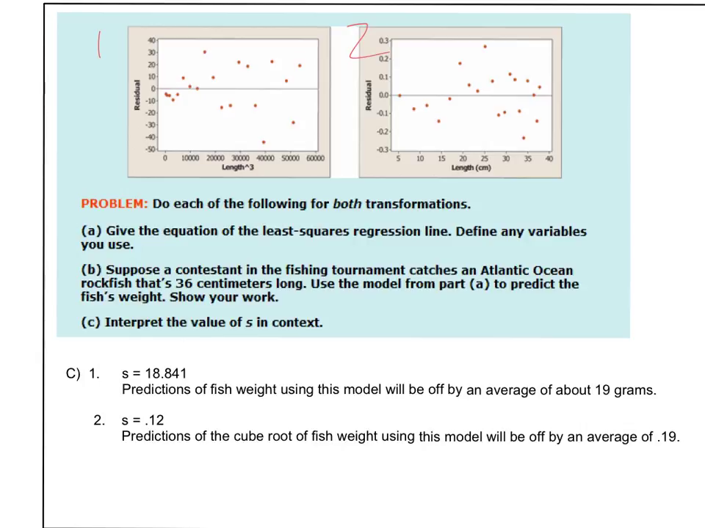Here they are. As always with the residual plots, we're looking for patterns, and I don't see any. So transformation 1 looks like a really good model to predict the weight of the fish, and so does 2. 2 looks a little bit better because the r squared value was a little higher, but both would be very good.